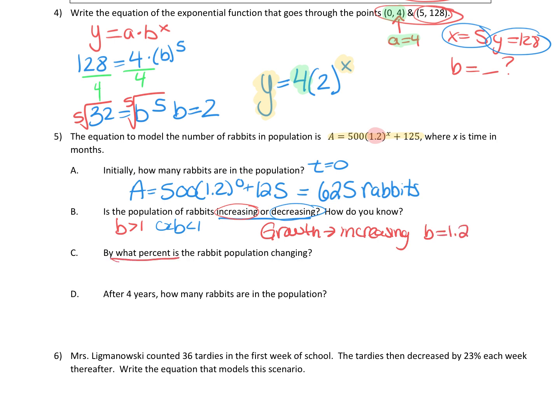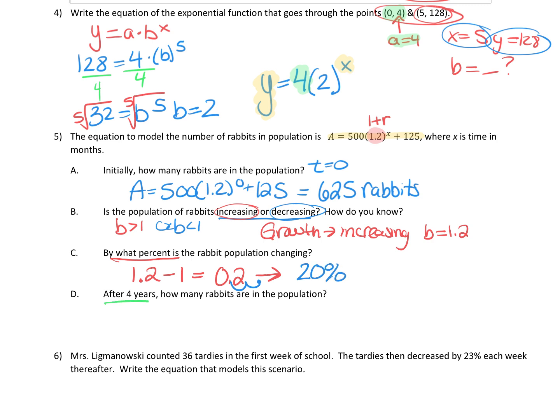Now, what percent are they growing by? So I need to figure out, right now this would be 120%. So I need to minus the 1 off, because originally this equation is 1 plus your rate of growth. So my rate of growth is 0.2, or as a percent, I would move this decimal 2 to the right, and I would get 20% is my rate of growth.